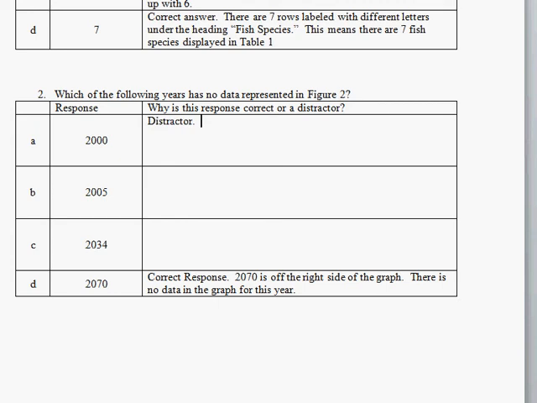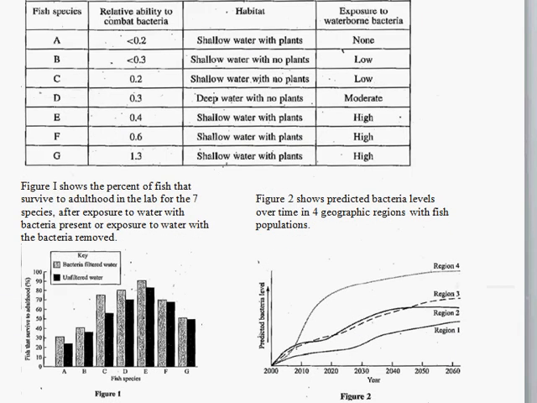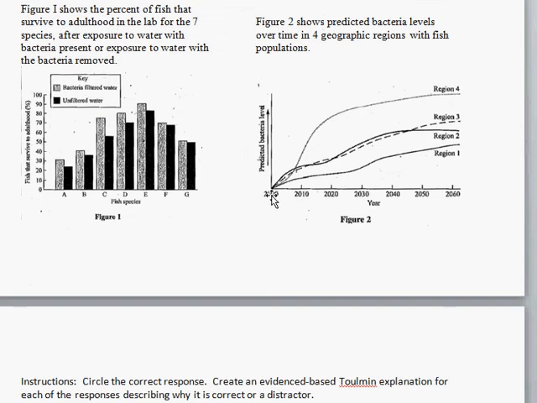Well, they're distractors because 2000 is almost off the left side of the graph, but there is data in the graph for the year 2000, right? And if we go back up and see that again, here's 2000. Notice right at 2000, there's data. It's the origin of the graph, right? Where the two axes meet. That's called the origin. It looks like 2000 is the origin for us here. And there's definitely data points right there. It's almost off, but it's just on.